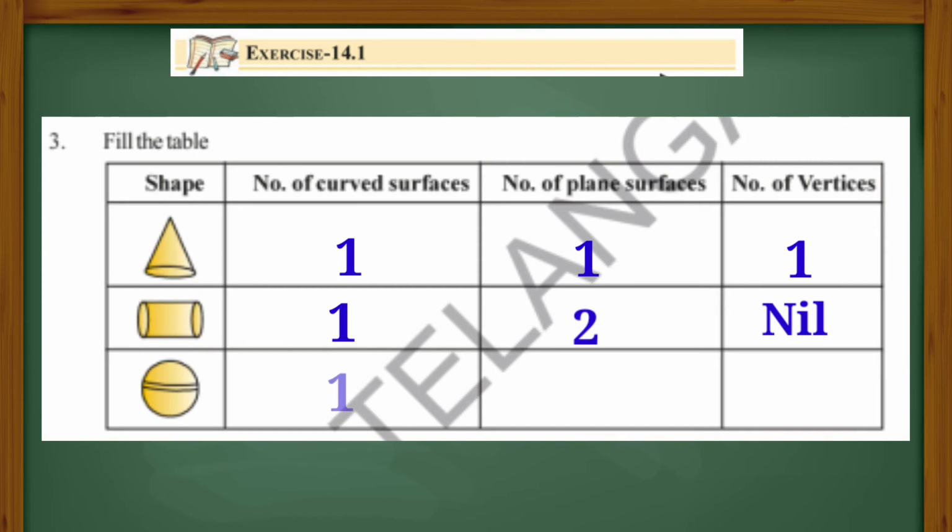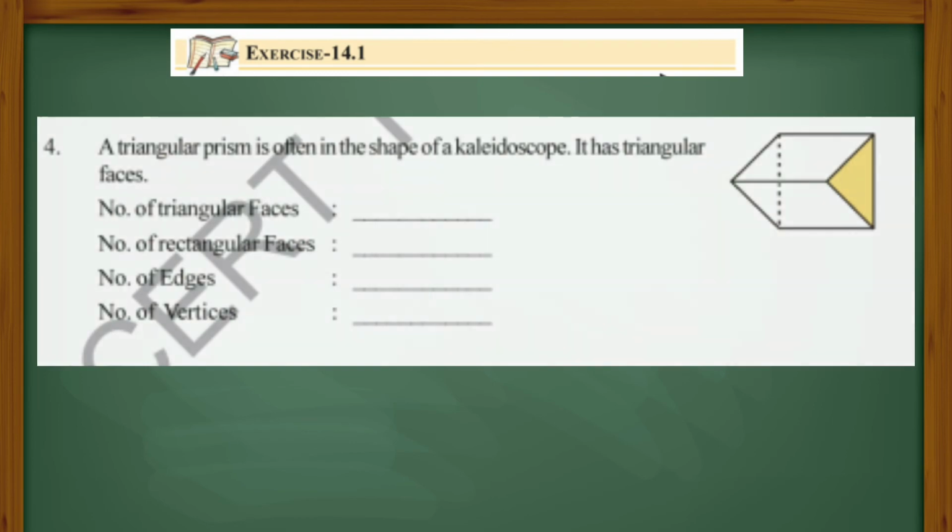Sphere has only one curved surface. Then what about plane surfaces? Is there any plane surface to the sphere? Yes, there is no plane surface. And what about vertices? Yes, children, you are right. A sphere has no vertices. Understood, children? Now come to the fourth problem.